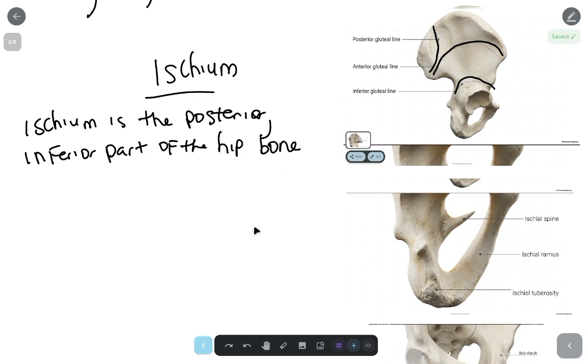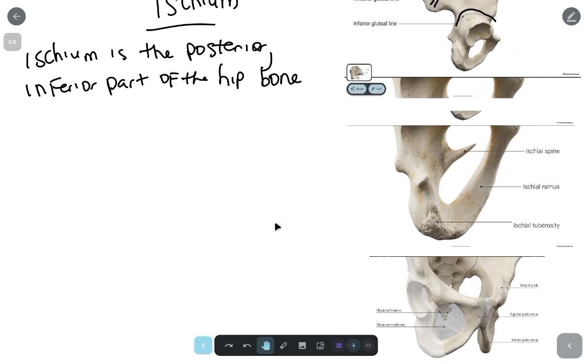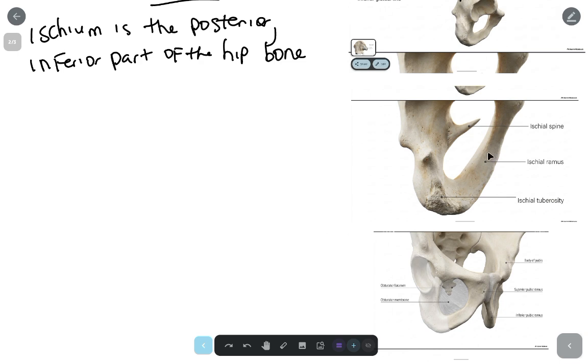And in this ischium, we have a spine, and this spine is called the ischial spine. Now look at the spine. This is called the ischial spine, and below it is the lesser sciatic notch. What is so special about this lesser sciatic notch is that the sciatic nerve passes through the greater and the lesser sciatic notch.